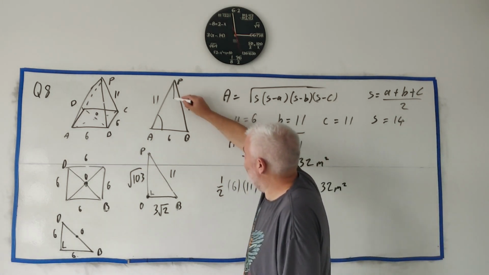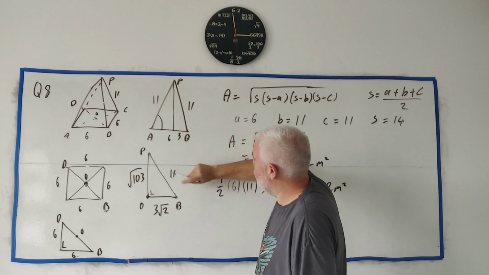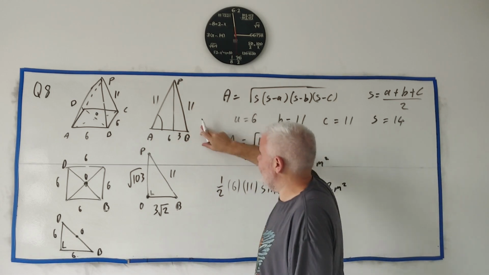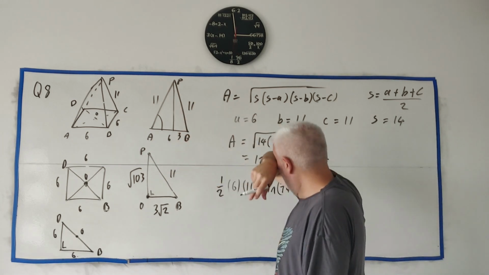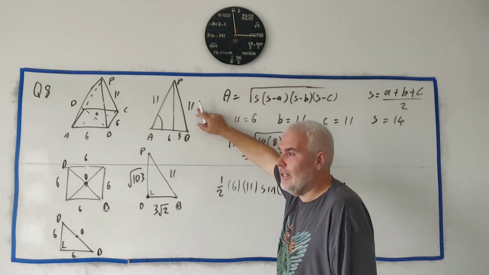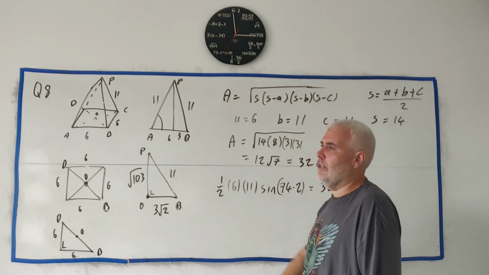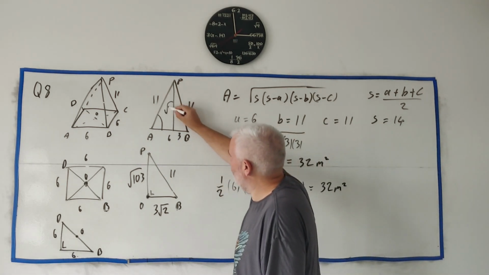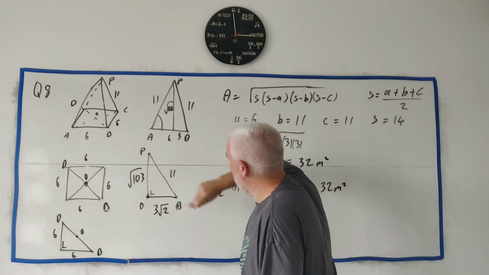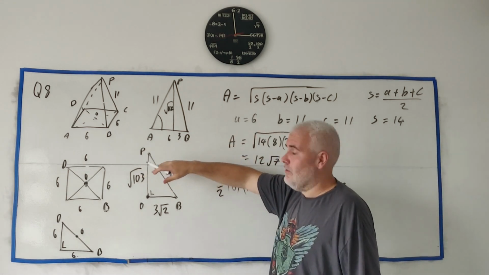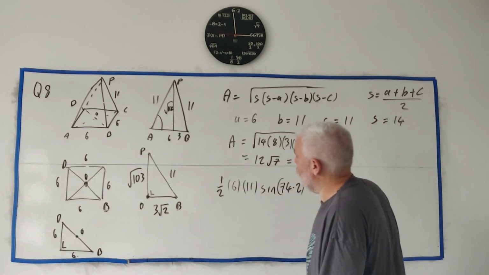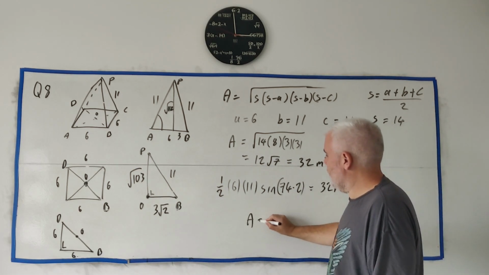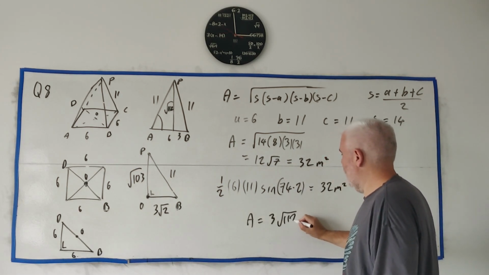You could split this down the middle, and you know this side is 3, this length is 11. Use Pythagoras theorem, we'd get 121 minus 9, which is 112. So this is the square root of 112. So we have half the base, 3 times square root of 112. Let me write that down. A is equal to 3 times square root of 112.